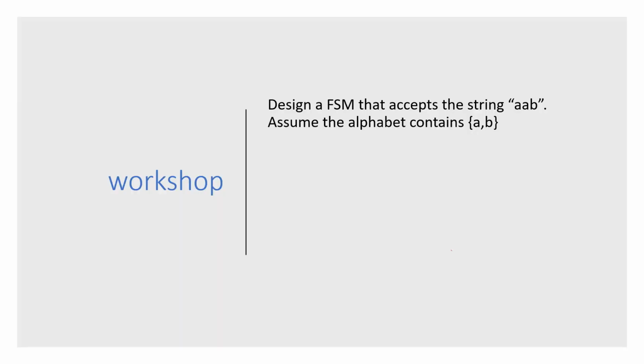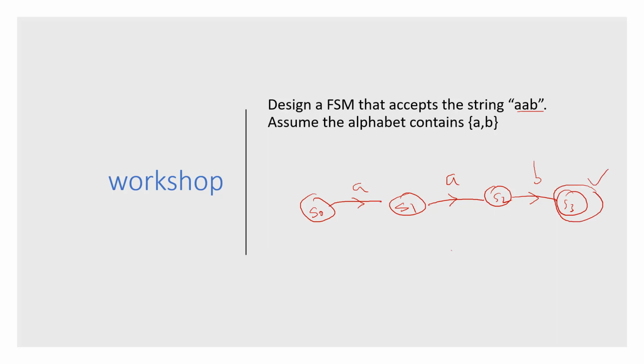So let me just do one other problem here. This says that we want to build a finite state machine that accepts the string AAB. I'm going to start with a bunch of states, S0, S1, S2. If I get an A, I'll go to S1. If I get another A, I'll go to S2. And then if I get a B, I'll go to S3, and S3 is the accept state. So if you're lucky to get this sequence, you'll be going there. Obviously, you're not always going to get this sequence.